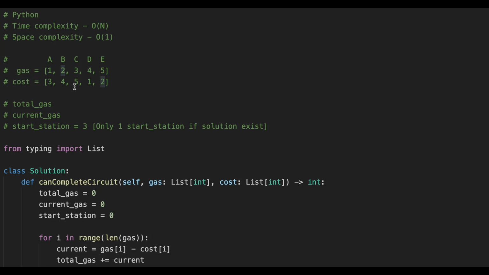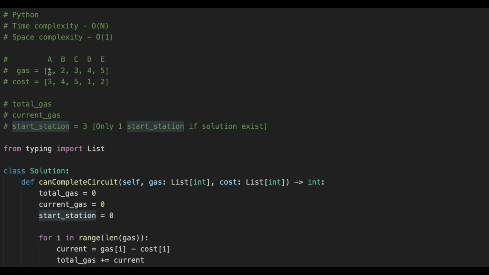What we need to find is whether we can complete a circle starting from any of these gas stations, let's say starting from A, B, C, D, and go back to where we started. If we start from A, can we complete a circle and go back to A? By requirement we need to find the starting station, and if the solution exists, then there is only one start station. So how are we going to solve this problem?